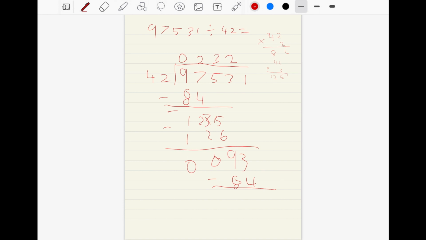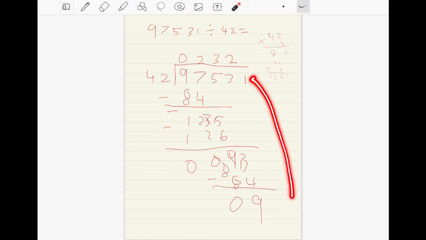3 is smaller than 4, so we write 13 because we're borrowing from the 9, and that makes 8. So 13 minus 4 equals 9. Then 8 minus 8 equals 0. So we have a 9, and we bring down the 1 over here next to the 9.